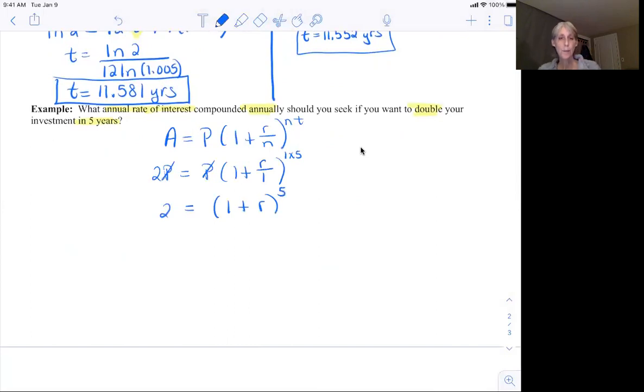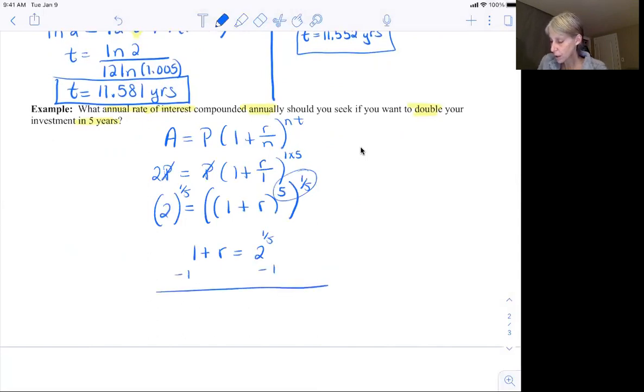Now in this example, look where your variable is. Your variable is inside a set of parentheses. So you have to undo, right? In order to get it out, you're going to have to raise each side to the 1/5 power. And don't worry that your numbers look weird because you have your calculator. So this is going to undo each other, and you're left with 1 plus r equals 2 to the 1/5. Solving for r is going to equal 2 to the 1/5 power minus 1.